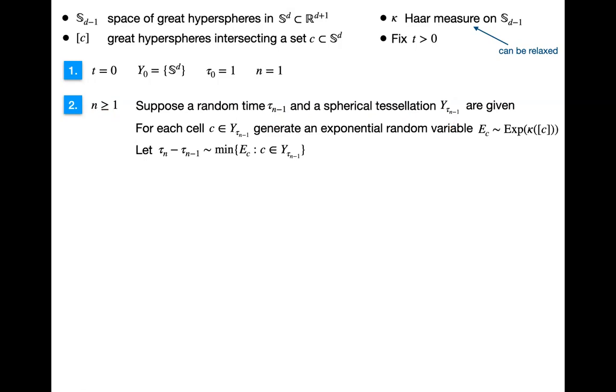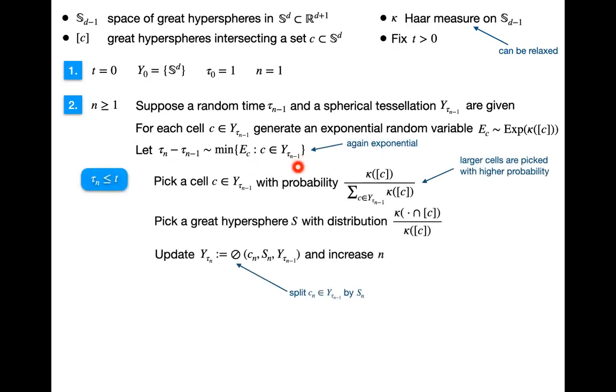And for each cell of this given tessellation, we generate an exponential random variable. We denote this by I sub c, which is, as I said, exponentially distributed. And the parameter is the measure of all great hyperspheres that intersect this cell C. And now we generate a new random time tau n, so that the waiting time between this new time tau n and the given time tau n minus 1 is the minimum over all these exponential random times. And of course, again, this is exponentially distributed.